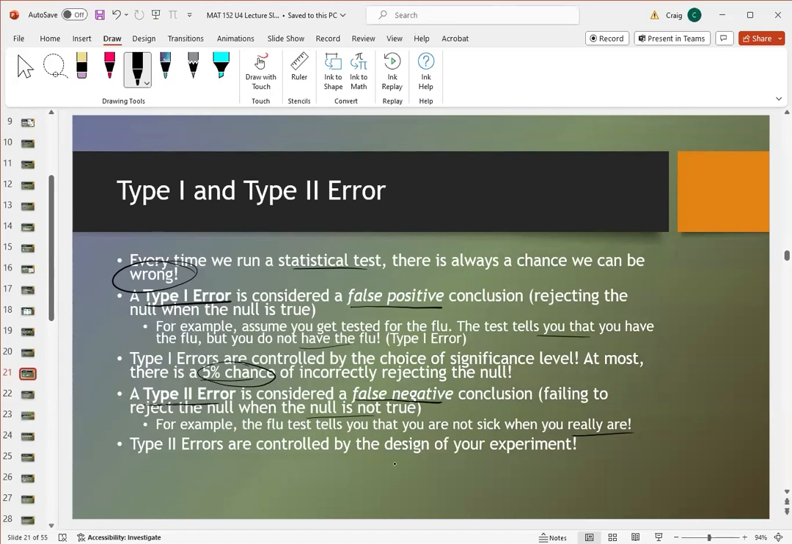Type 2 errors are not controlled by the researcher directly. They're controlled by the way you design the experiment. They're controlled by eliminating all other explanations.